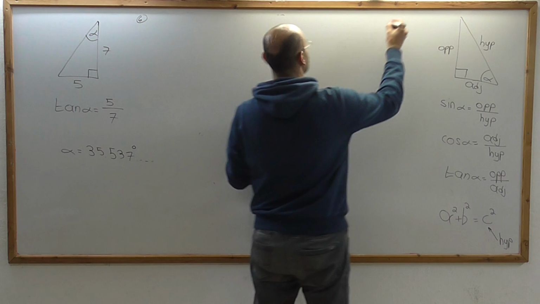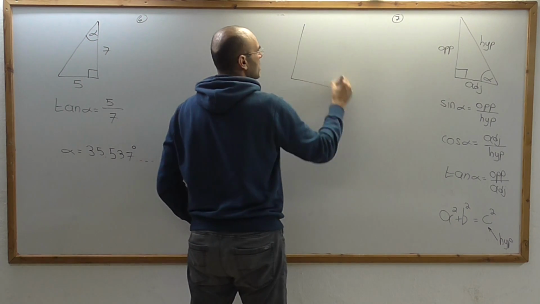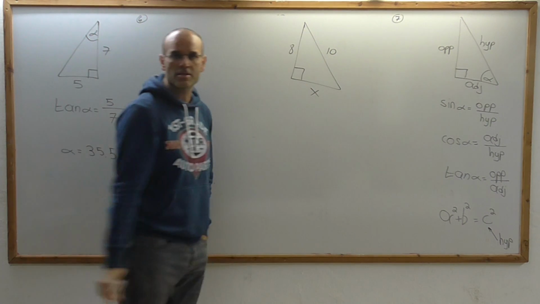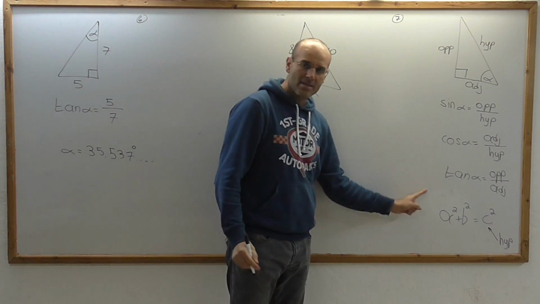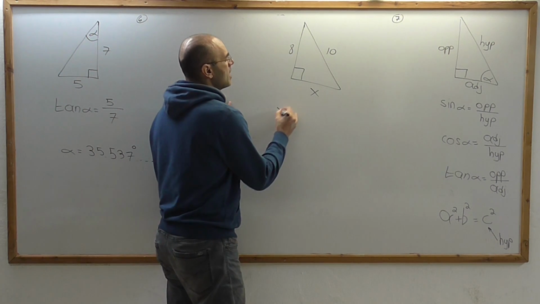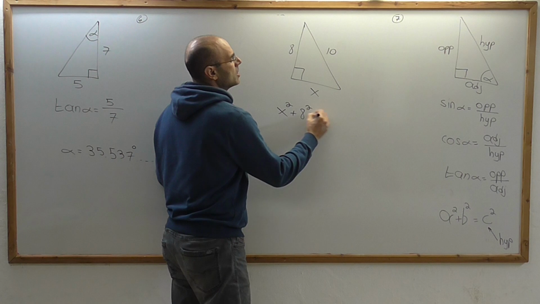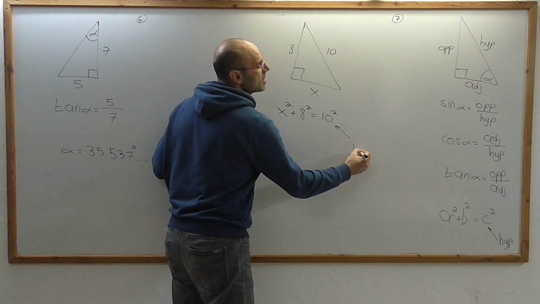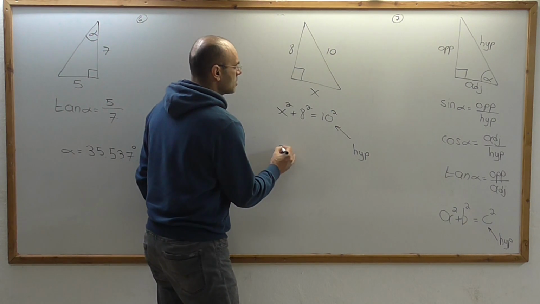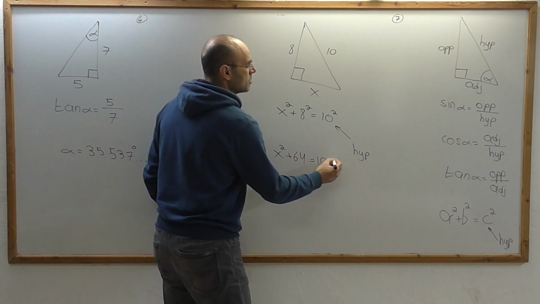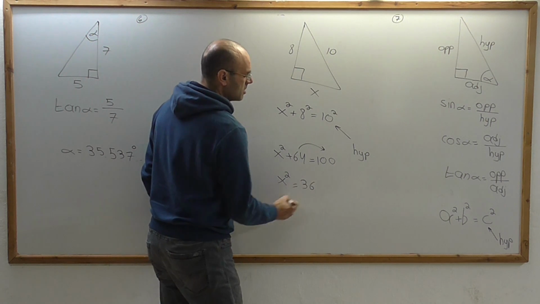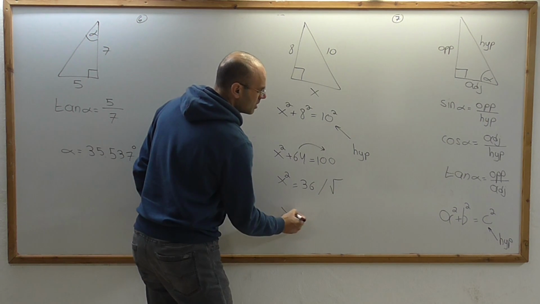Okay, so number 7. Suppose I have this triangle, this is 10, this is 8, this is x. I want the x. I don't need these, I can use the Pythagorean theorem. How? X squared plus 8 squared equals 10 squared. This is always the hypotenuse. And we solve it. X squared plus 64 equals 100. X squared equals 36. Square root, x equals 6.